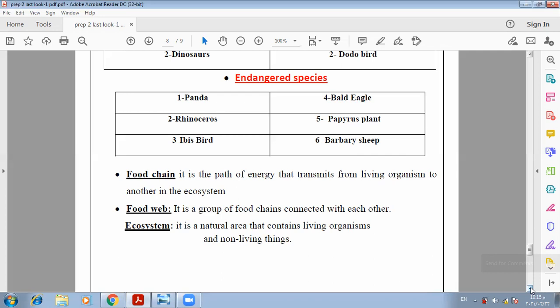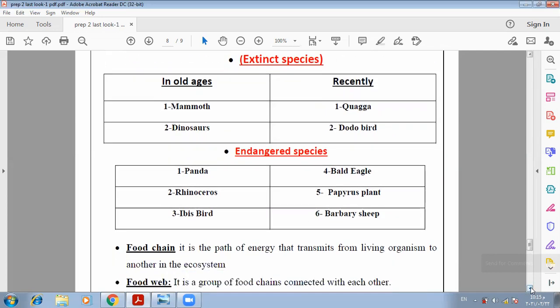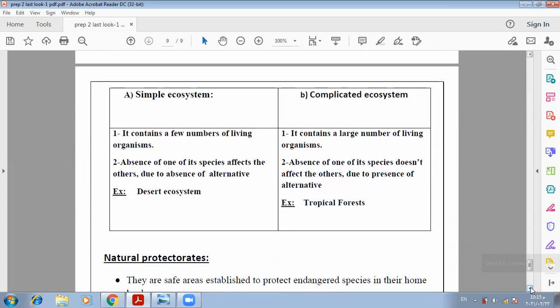Now if I have a group of food chains connected together, I get something called a food web. We keep saying ecosystem and food chain. Are there different kinds of ecosystem? Of course. I have two: simple ecosystem and complicated ecosystem. Let's talk first about simple. It contains a few number of living organisms. Could the simple ecosystem be affected if one living organism is absent? Of course. Why? Because there is no alternative.